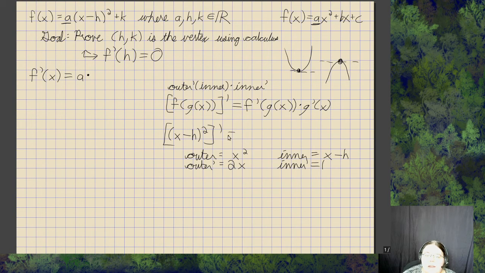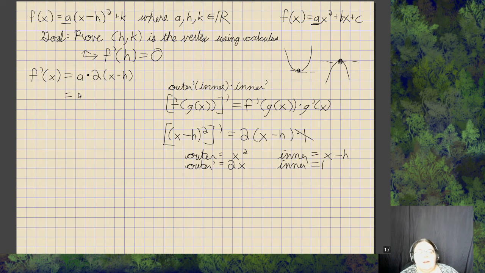So now we need outer prime. So let's see, 2 times plugging in the inner, so 2 times (x minus h), times inner prime times 1. So we can just leave that off. Okay, so what we've got here is a times double the difference x minus h. And then plus k, well, again, k is just a number. It's a constant, so that's not going to do anything.